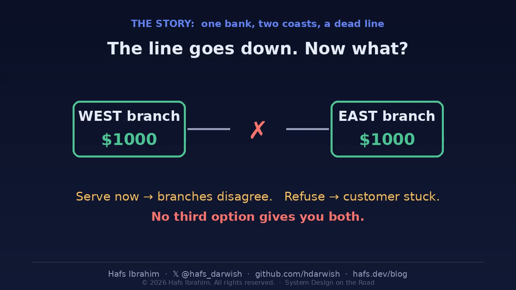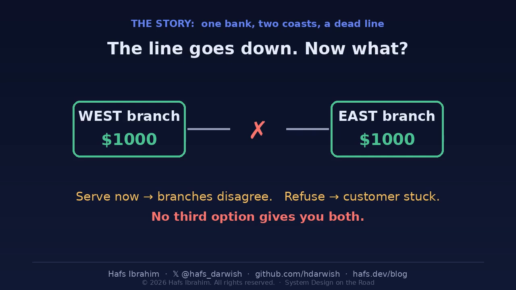Let's name the three letters. C is for consistency. That means every read sees the most recent write. Ask any node, anywhere, and you get the same, current answer. A is for availability. That means every request gets a response, a real one, not an error, not a hang. The system always answers. And P is for partition tolerance. A partition is exactly what happened to our bank, the network splits, and messages between nodes get lost or delayed. Partition tolerance means the system keeps functioning even when that happens.